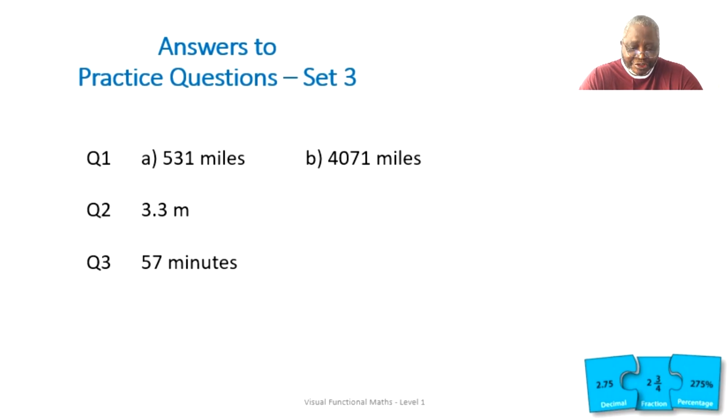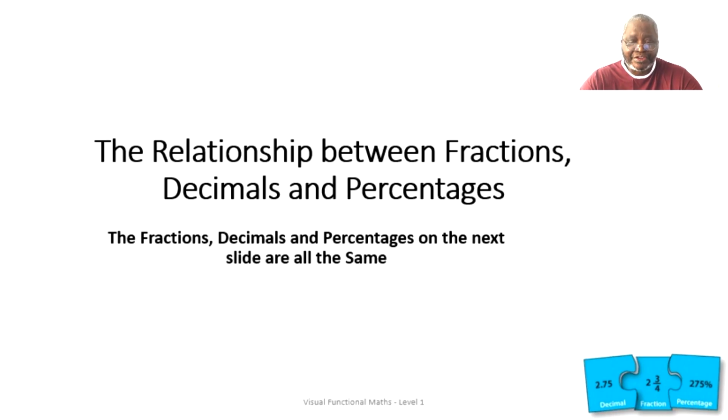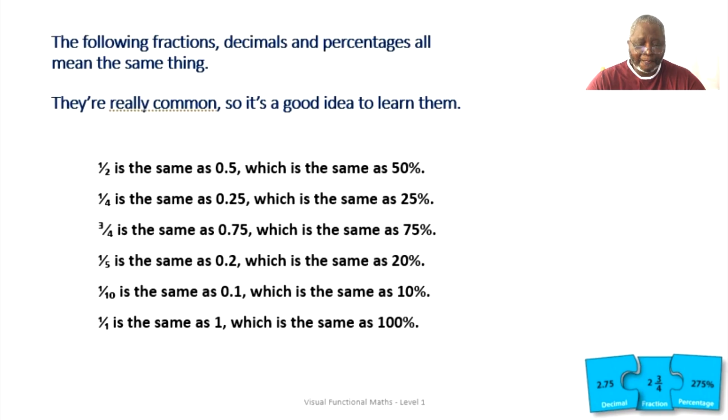Now let's look at the relationship between fractions, decimals, and percentages. The following fractions, decimals, and percentages all mean the same thing. So it's a good idea to learn them. You've got 5 examples comparing less than a whole, and then you have the last bit, 1 over 1 or 100 over 1, which is the same as a whole 1.